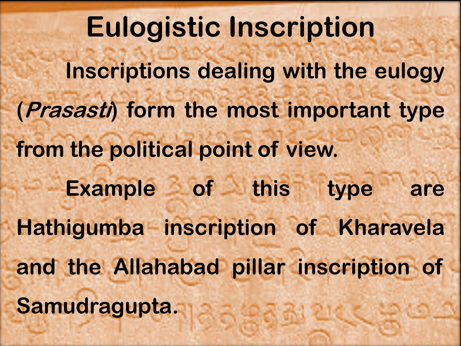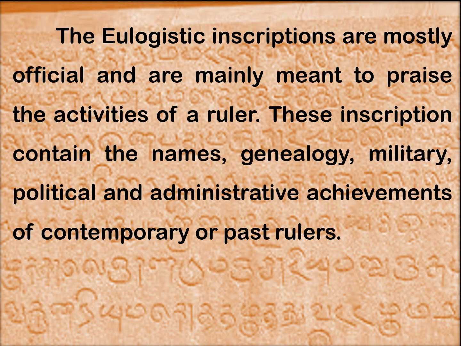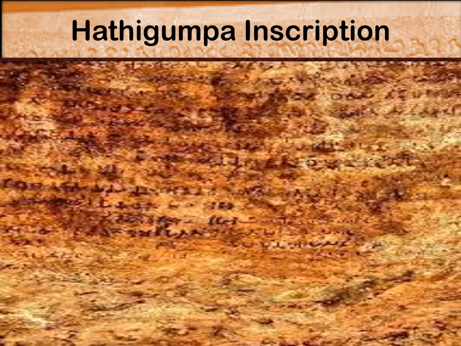Examples of this kind are the Allahabad pillar inscription and the Hathigumpha inscription of Kharavela. These inscriptions are mostly official and are used to praise the ruler's actions. These inscriptions contain the names, ancestors, military, political, administrative, and other achievements of current or past rulers. This is the Hathigumpha inscription.